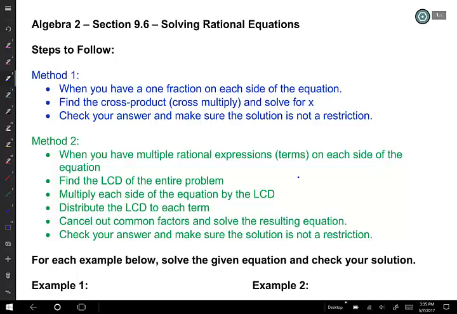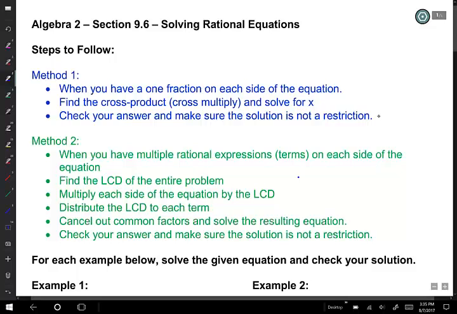As we wrap up section 9.6, finishing the chapter on rational expressions, we're going to talk about solving rational equations today. We can have two scenarios. We can either have a fraction equals a fraction on each side of the equation, in which case we are going to cross multiply or use the cross product and find our value for x.